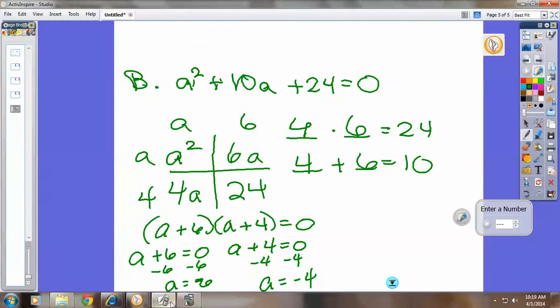So what I want you to do on your grid, you have an x-y axis. We have zeros at -4 and -6. So I want you to draw in a parabola that has zeros at -4 and -6. Please do this on your paper. It's not going to be perfect. It's just going to be a sketch at this point.